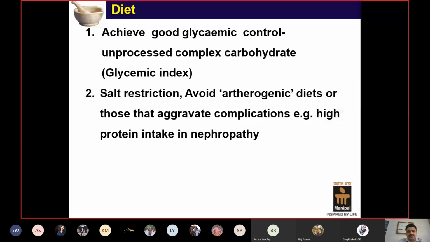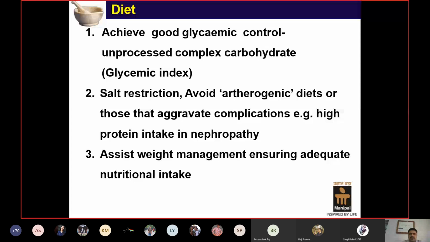And for other problems, weight also increases the complications. So apart from that, even the exercise to reduce the weight, exercise is important. Not only that, the exercise also spares the insulin. And the exercise increases the peripheral uptake of glucose, by sparing the insulin. So that is why exercise is very, very important in the diabetic patient. So we ask for exercise also. So diet and exercise are important.